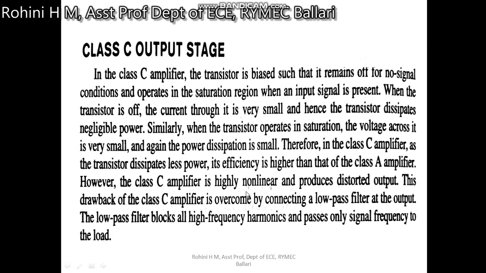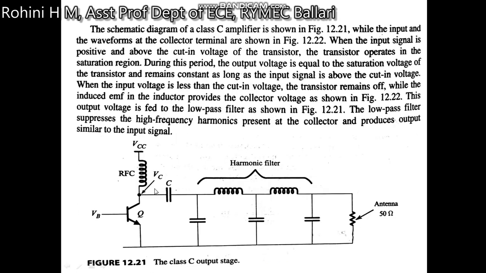These limitations are overcome by connecting a low pass filter, LPF, at the output. The low pass filter blocks the high frequency harmonics and passes only the signal frequency to the load. So this is the schematic diagram of the LC tuned class C output stage amplifier.